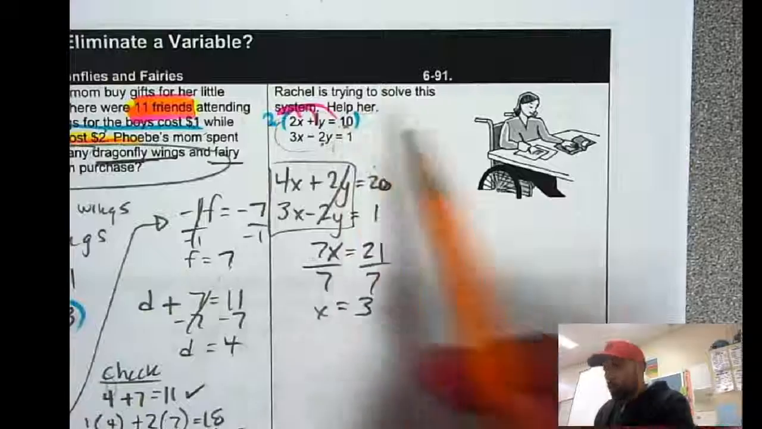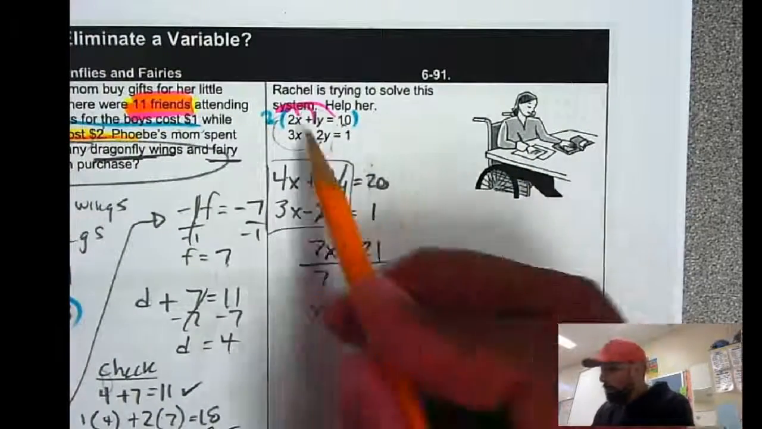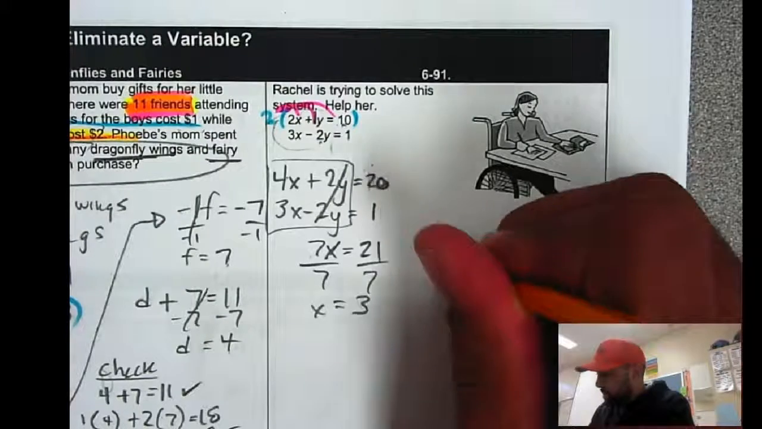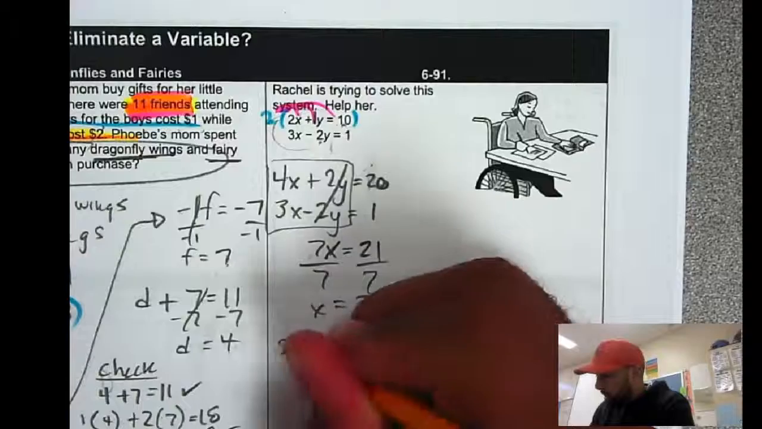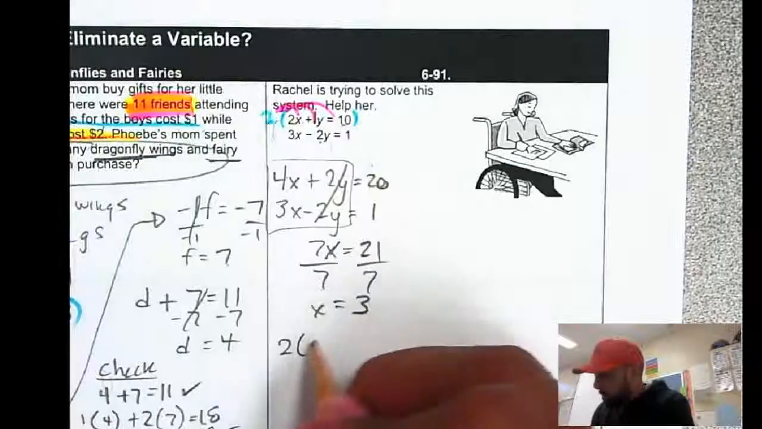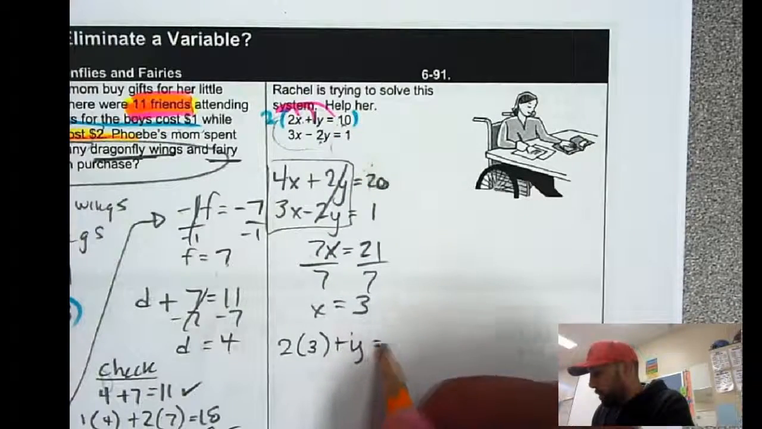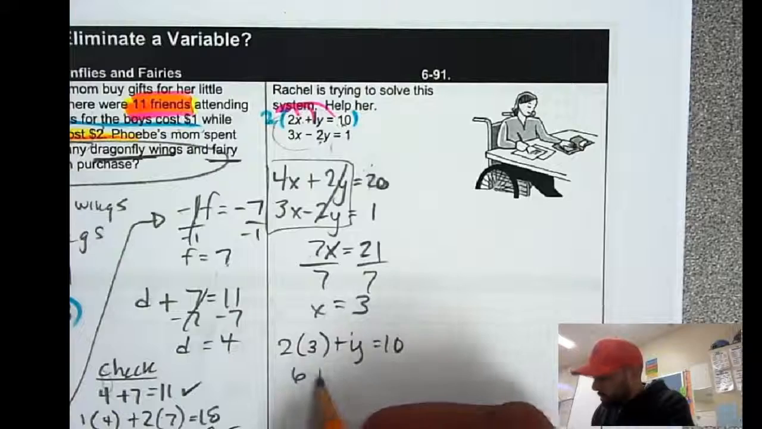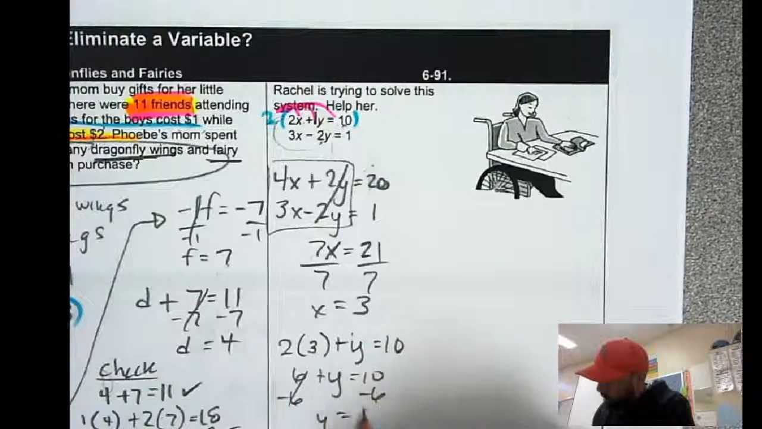But in this case, it's not a real situation, so you're just looking for x and y. You have to plug the x in to find the y. I'll take the first equation. It doesn't matter which equation you choose. X is the first term, so x goes there, plus y. Remember, it's just y there. So 6 plus y equals 10. Subtract 6 from both sides, and y equals 4.